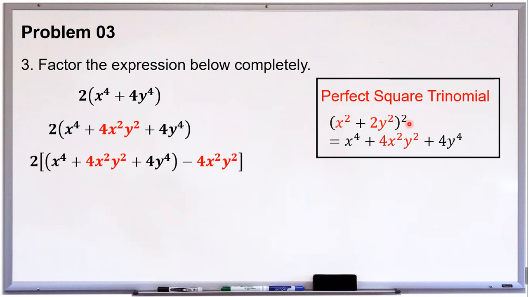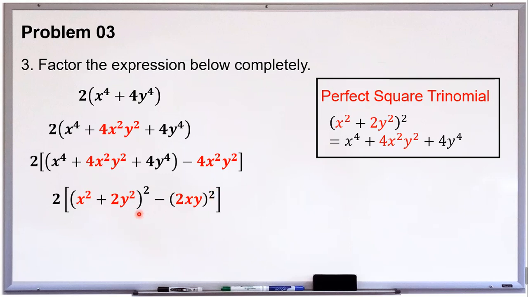So we're going to substitute this expression to this expression. So you have 2 times x squared plus 2y squared raised to the power of 2 minus, again, this expression right here. The last expression, 4x squared y squared, is a perfect square, because if we take the square root of this one, the result is 2xy, then raised to the power of 2.